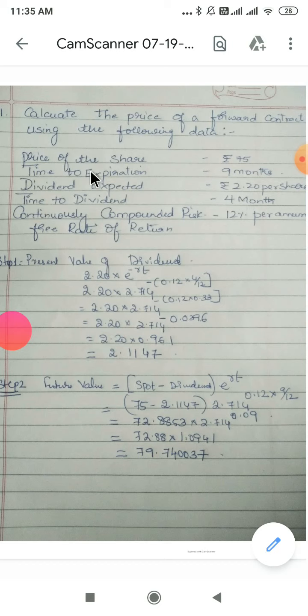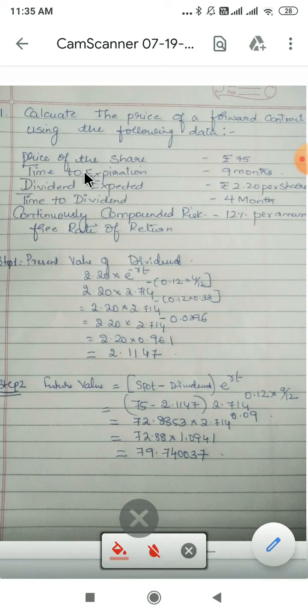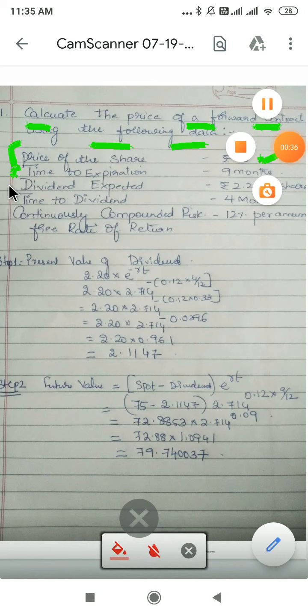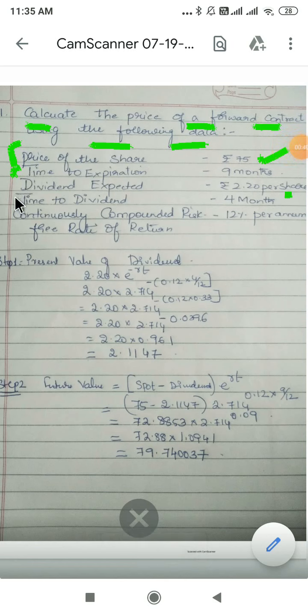Okay, so let me read the problem for you. Calculate the price of a forward contract using the following data. What is the following data? The price of the share is 75 rupees. The time to expiration is 9 months. Dividend expected is 2.2 per share. Time to dividend is 4 months. Continuously compounded risk free rate is 12% per annum.